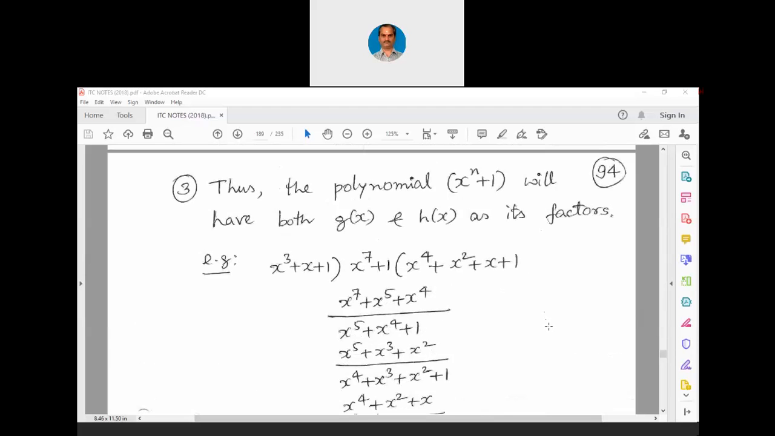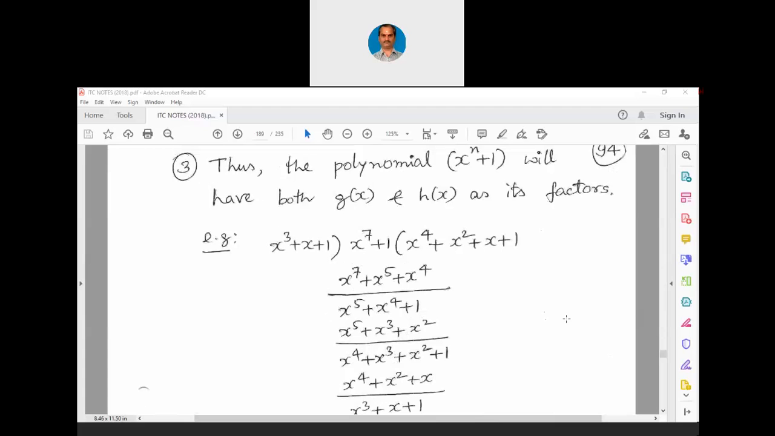So we have seen these three. Even though it is actually one property, we have seen this property with the three parts. G of x and h of x both must be a factor of x power n plus 1. And we have both now. We have a generator polynomial also. We have a parity check polynomial also.